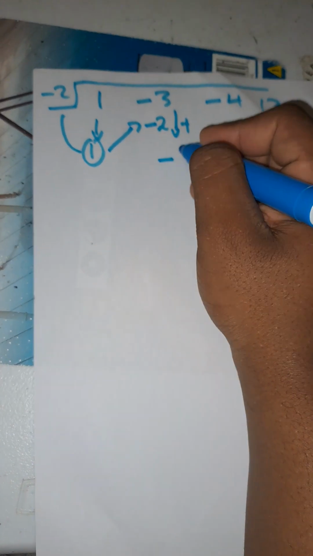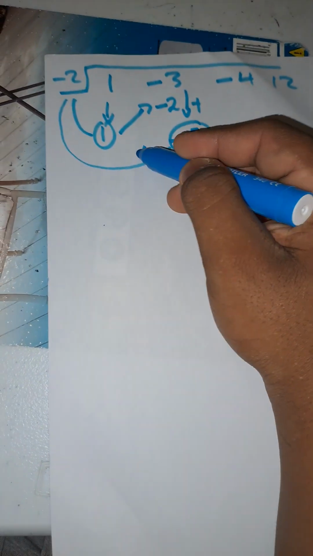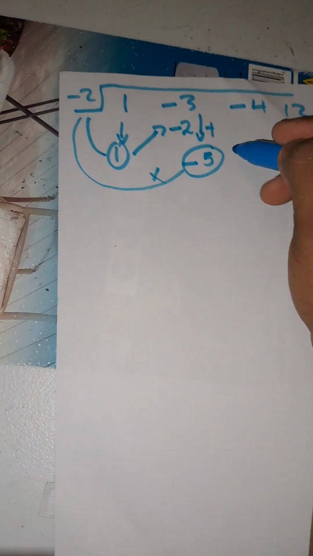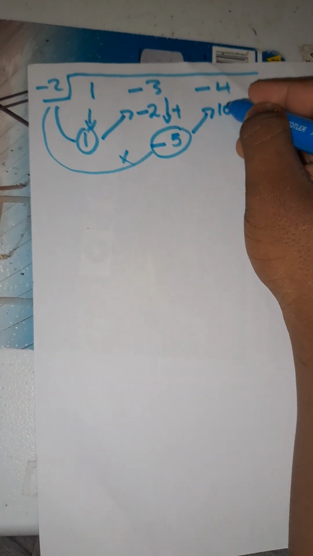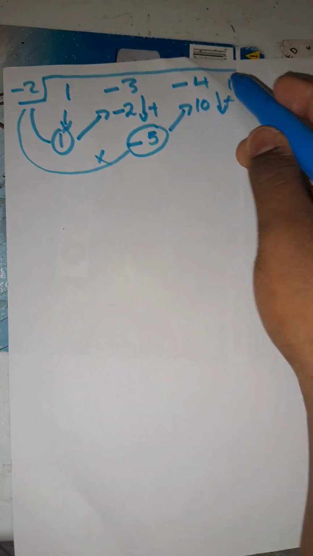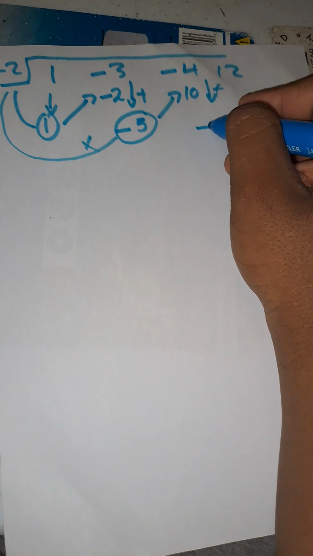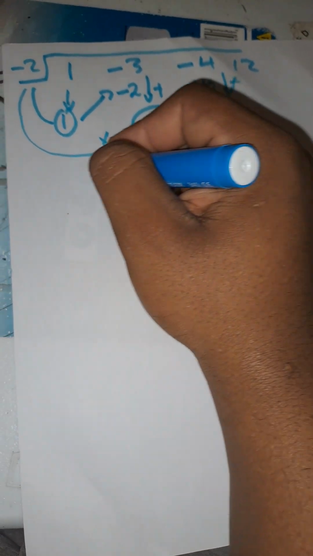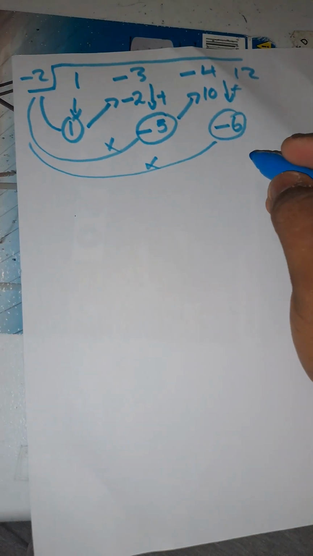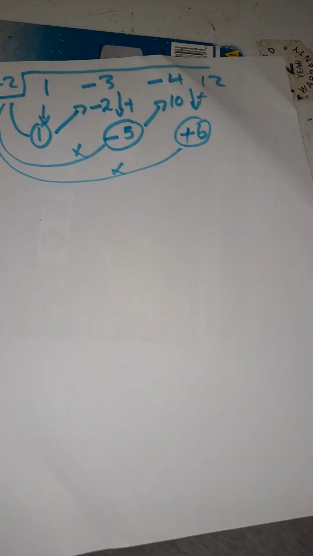So it is minus five. I circle it. What is minus 5 times minus 2? It must be positive 10. I bring it up there. But going down, I do what? I add. So minus 4 plus 10, it is what? It must be minus 6. I circle it. Wait. Minus 4 plus 10, I think I'm wrong. It is positive 6.